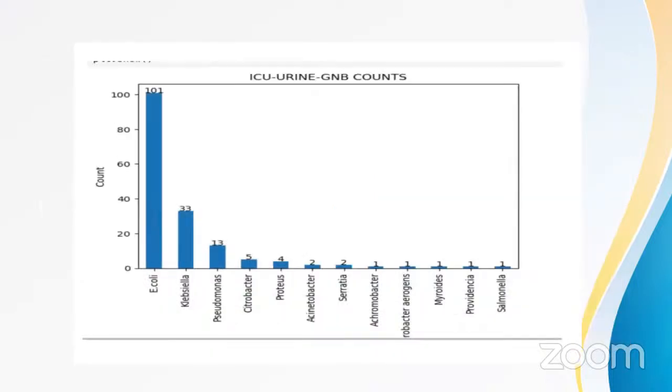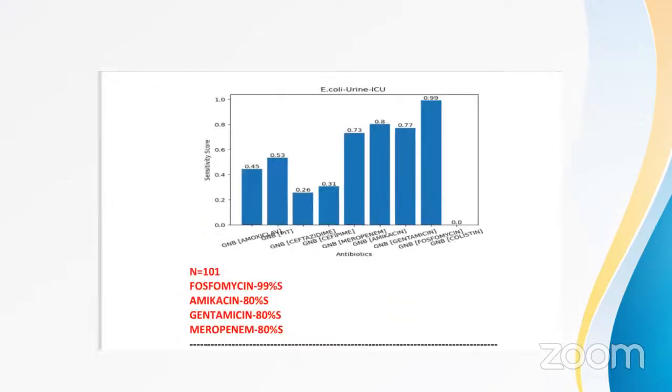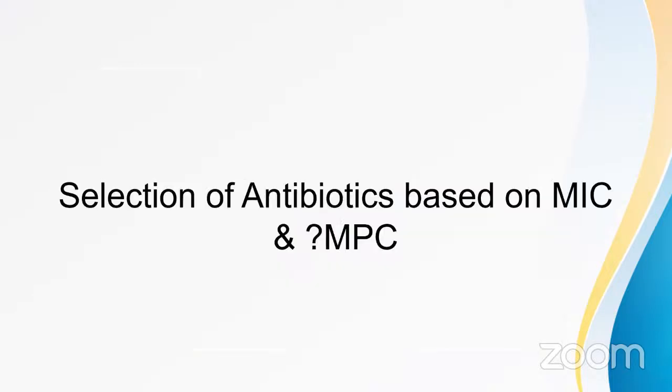This is the urine, and you can see a lot of E. coli, more than 100. And these are the susceptibilities. Here we have meropenem, gentamicin, amikacin, and fosfomycin. They are above 80%. So now coming to selection of antibiotics based on MICs and probably MPC, which I'll talk about in a minute.